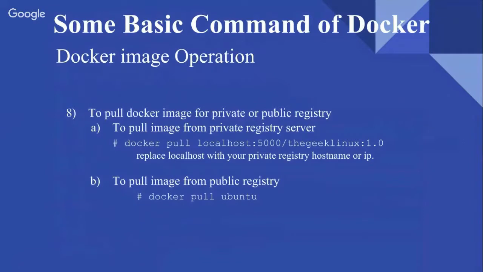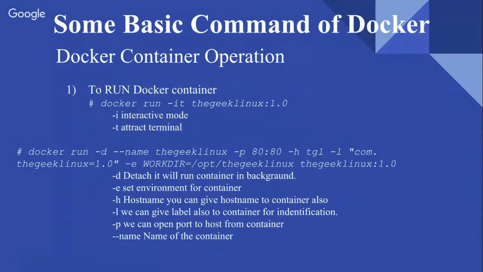And how to pull from the private and public repository. So docker pull, and then the name of the image preceded by localhost colon 5000. Again, you should use your private registry hostname and IP. And to pull the image from the public registry, it's docker pull and the name of the image from the registry from where you want to pull.